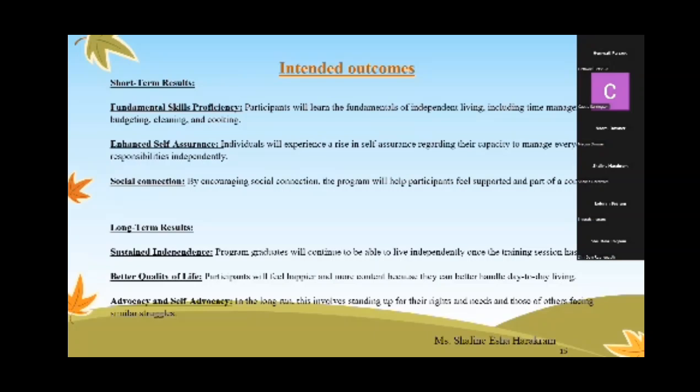Next we have the long-term results. The first one is sustained independence. Program graduates will continue to be able to live independently once the training has ended. The other one is better quality of life. Participants feel happier and more content because they can better handle day-to-day living. And the last one is advocacy and self-advocacy. In the long run, this involves standing up for the rights and needs of themselves and others facing similar struggles.